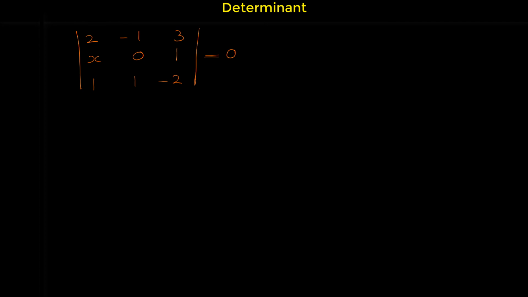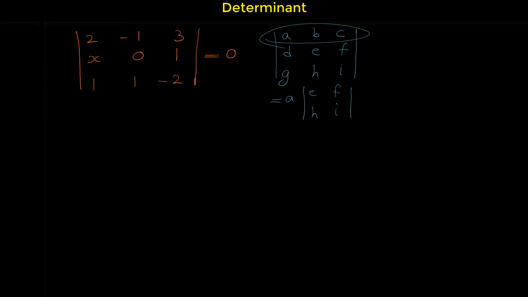First, let me remind you the formula of finding a 3 by 3 determinant. If you have a determinant in the form of a, b, c, d, e, f, g, h, i, the determinant of such a matrix is a times the determinant of this part of the matrix, the determinant of e, f, h, i. This sub-matrix of the original matrix. We eliminate this row and this column, and then we get to this determinant.